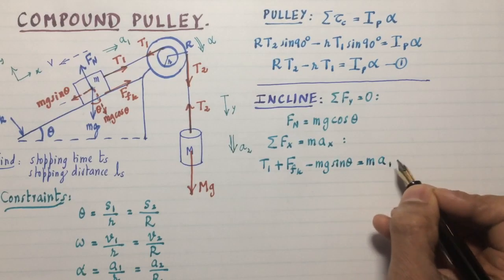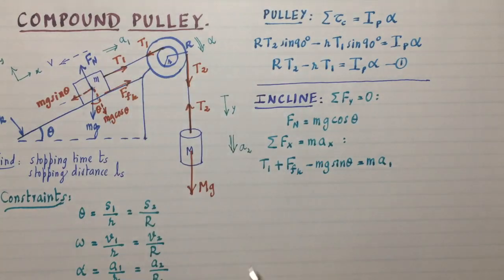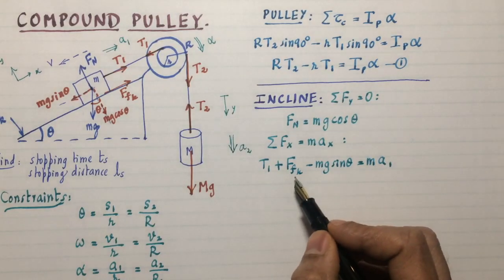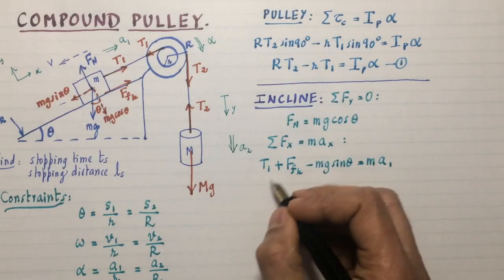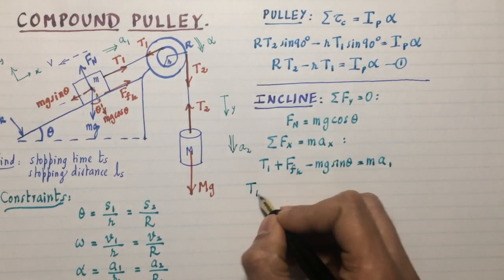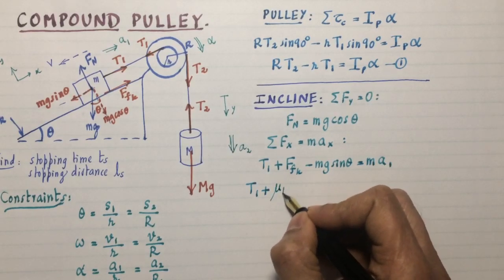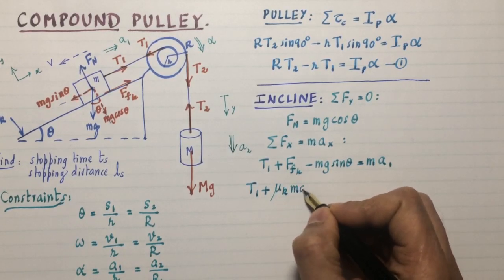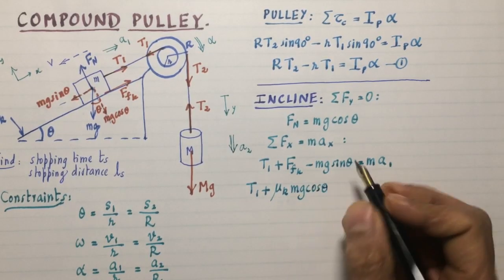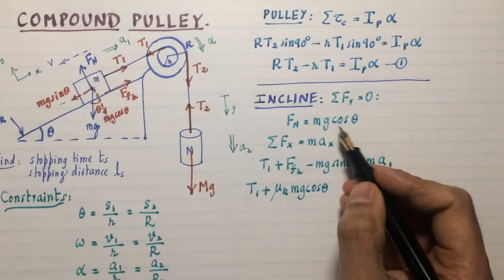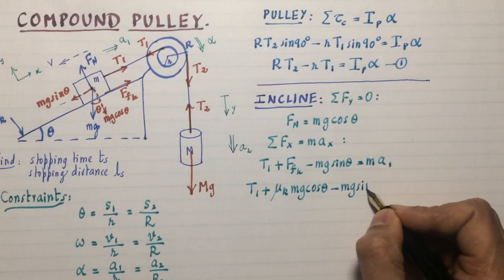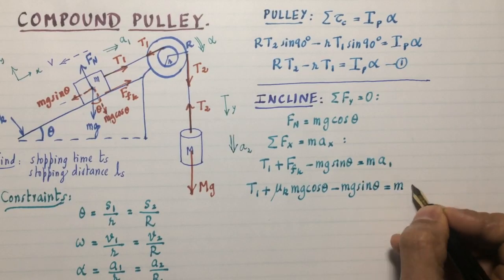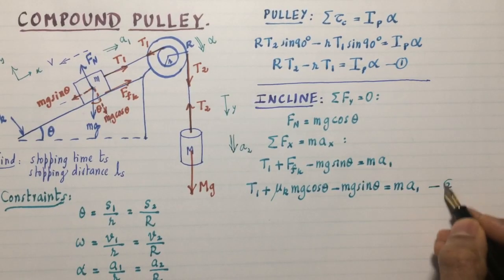equals M times a1, because that's the acceleration of the block. We can use the law of friction. The law of friction says the force of kinetic friction is mu times the normal force. So I'm going to use that here. So I get T1 plus mu kinetic mg cosine theta, because mu kinetic times the normal force, that's the normal force, minus mg sine theta equals m a1. So that will be our equation 2.